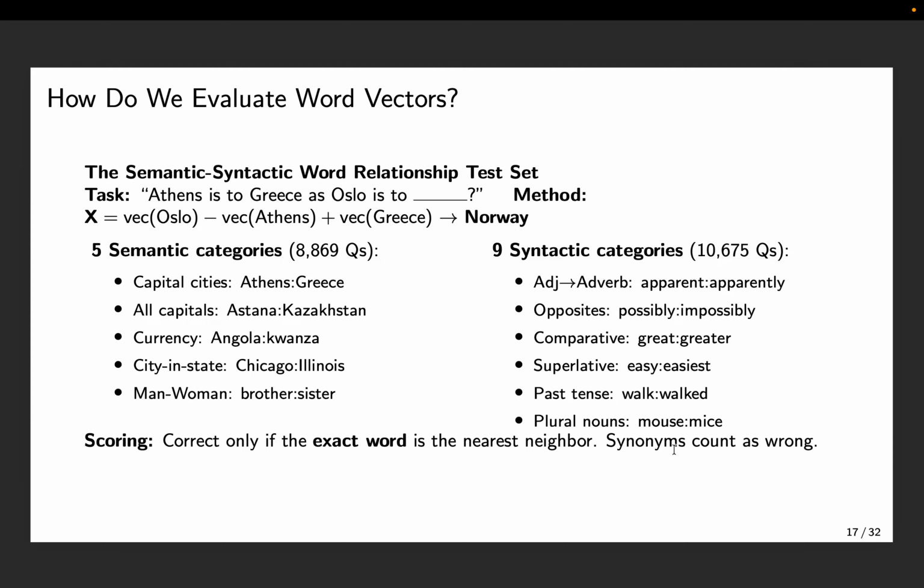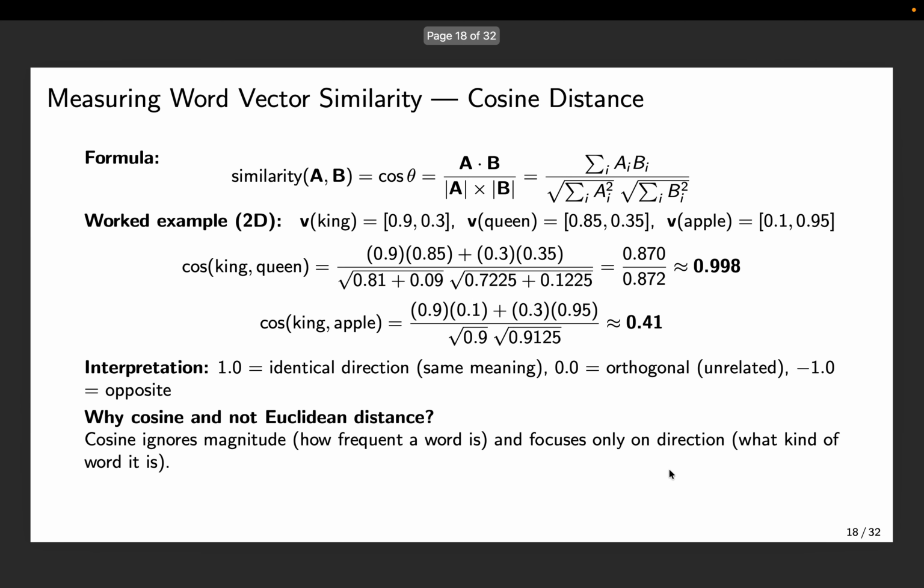This means 100% accuracy is likely impossible. A word like Oslo might have a variant as its nearest neighbor in some model, which is also a Norwegian city, but it is counted as wrong. The authors acknowledge this but argue the metric still correlates well with practical usefulness.